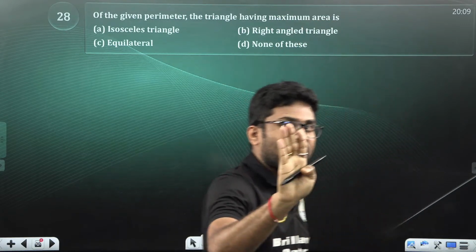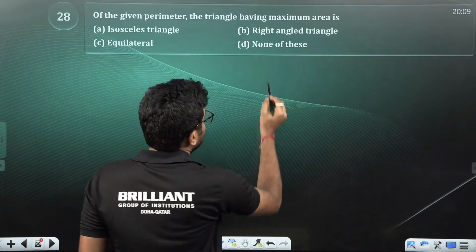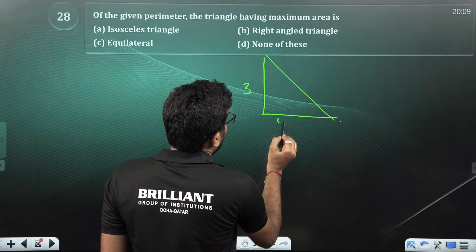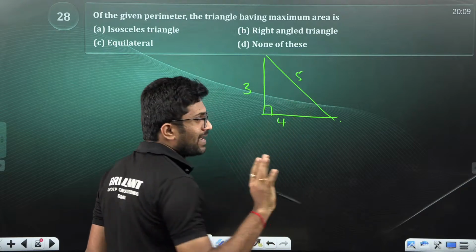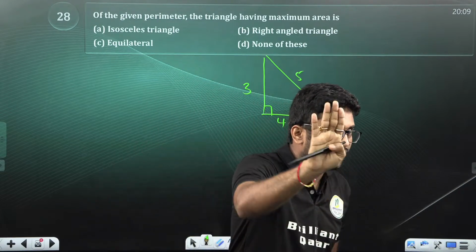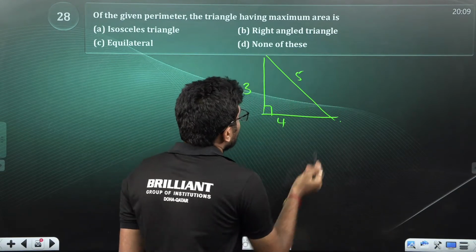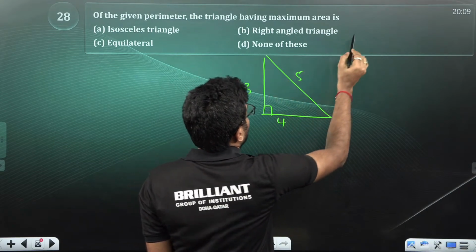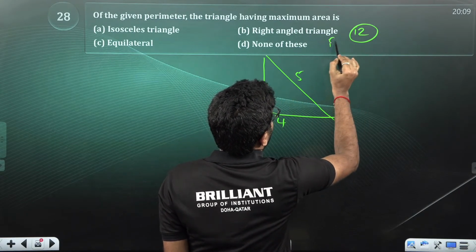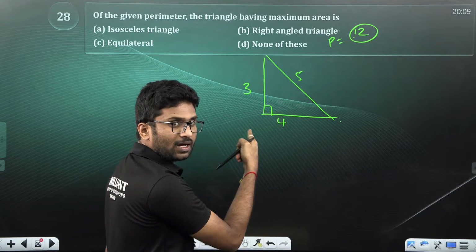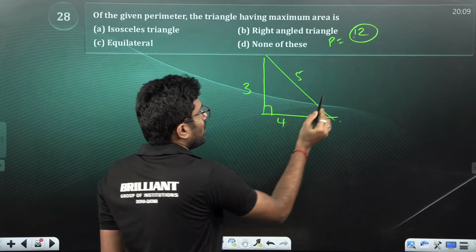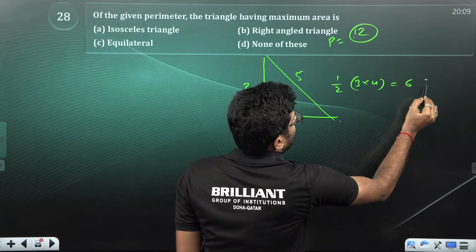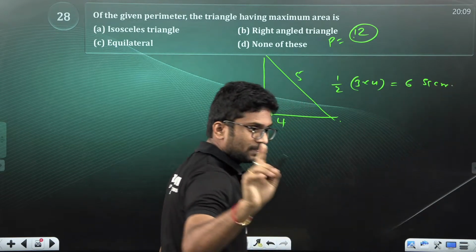I'll tell you one simple thing. Generally 3, 4, 5 is a Pythagorean triplet, correct? They have given a perimeter: 4 plus 3 is 7, 7 plus the third side gives a perimeter of 12. Then its possibility is 3, 4, 5. What is the area of this? Half into 3 into 4. That's it, 6 square centimeters or 6 square units.